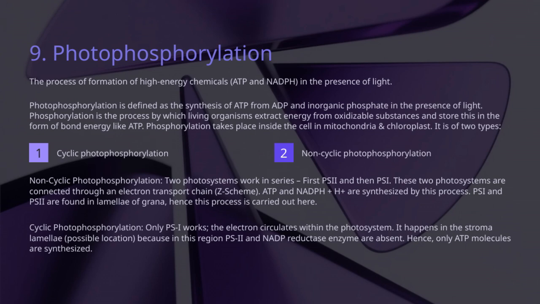There are two main types of photophosphorylation: cyclic, which we've just discussed, and non-cyclic, which involves both photosystems. Both are crucial for the overall process of photosynthesis, providing the energy and reducing power the plant needs to synthesize sugars and other vital compounds.